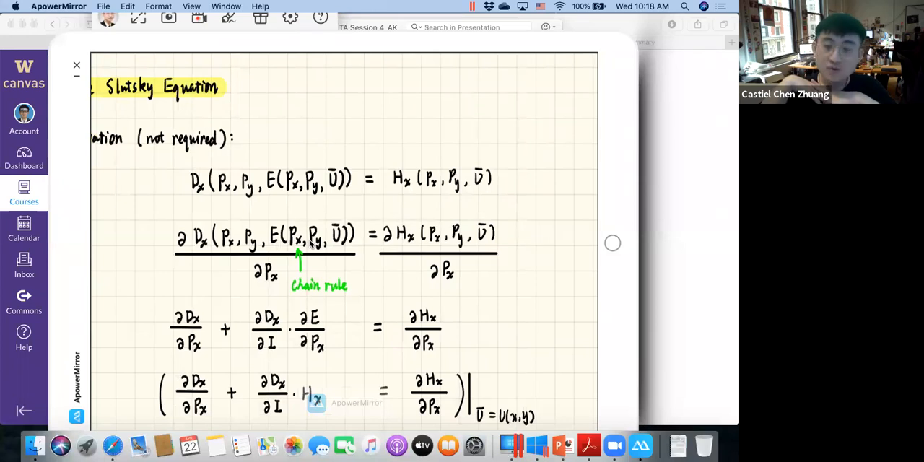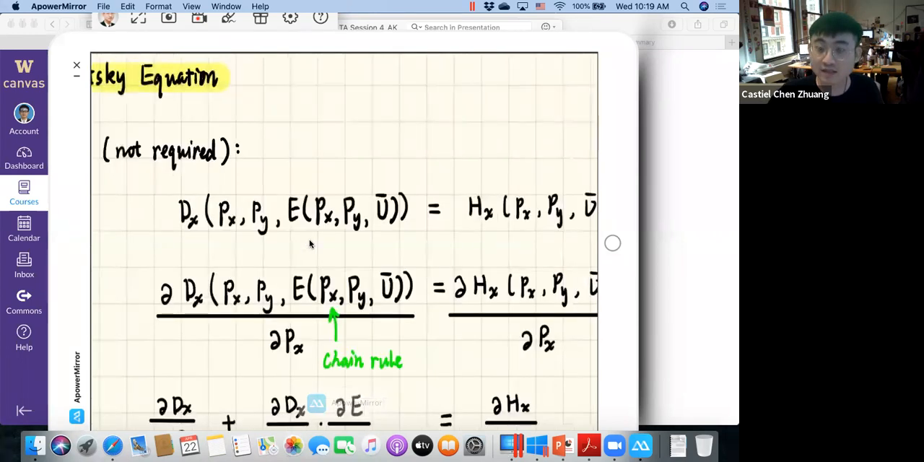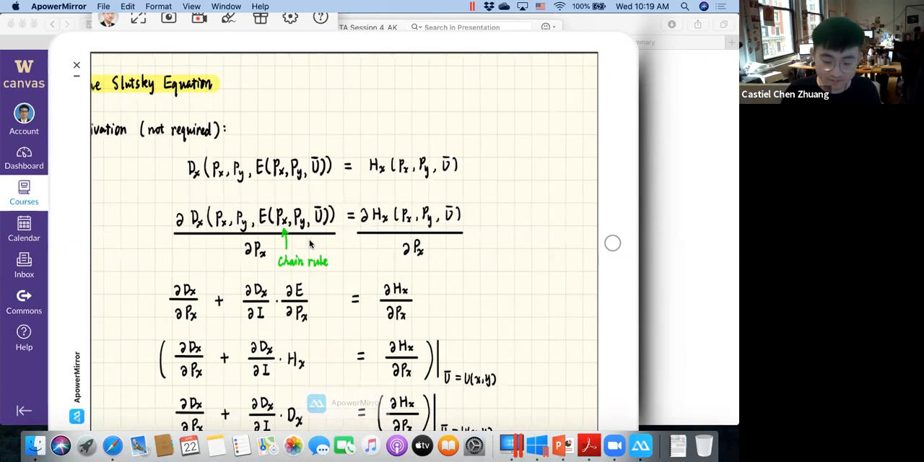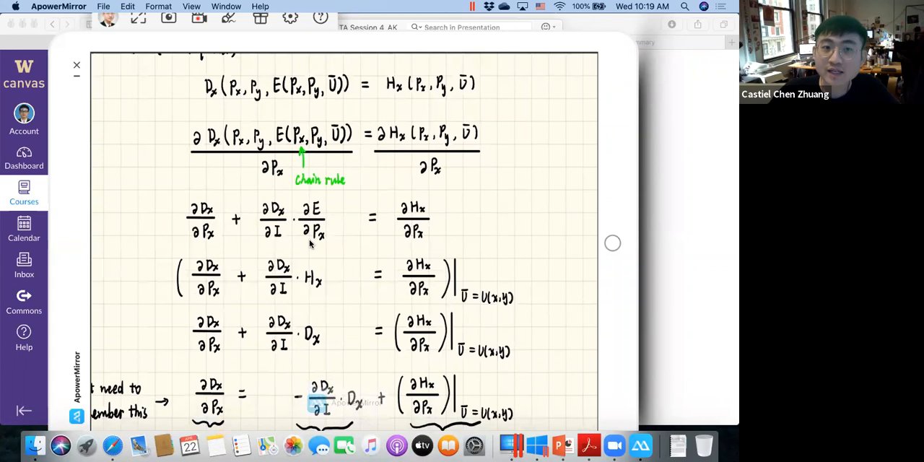So basically, if you replace income by the expenditure in the Marshallian demand, you get a Hicksian demand, right? So you have this equation here, the first line. Once you have this equation, you can take a derivative of both sides with respect to the price of X. On the left-hand side, it will be the derivative of dx with respect to px, which is the first term of this equation.